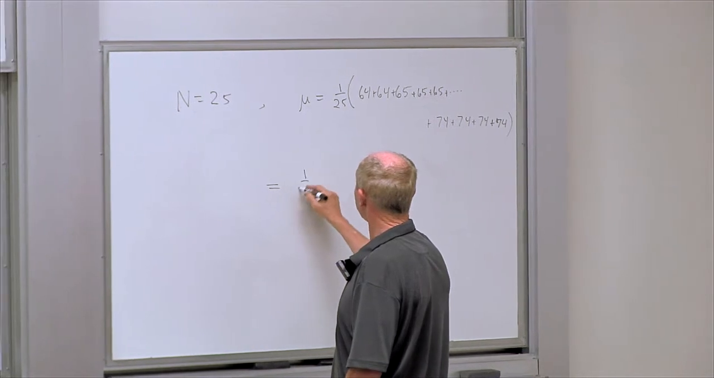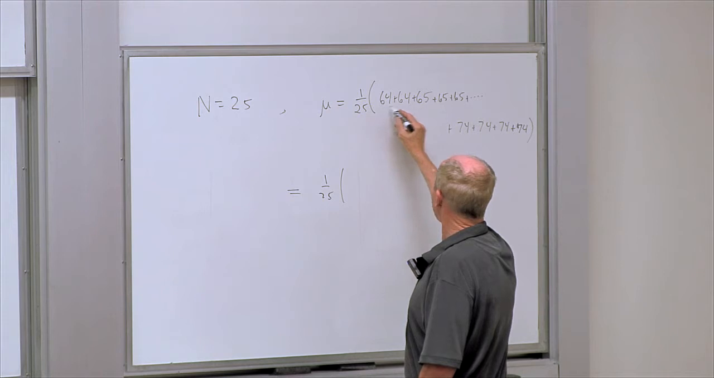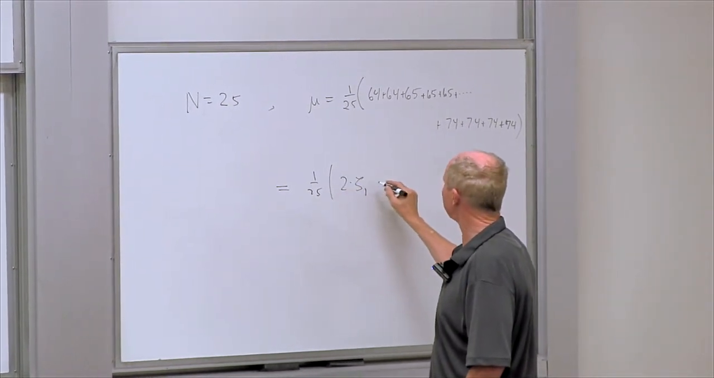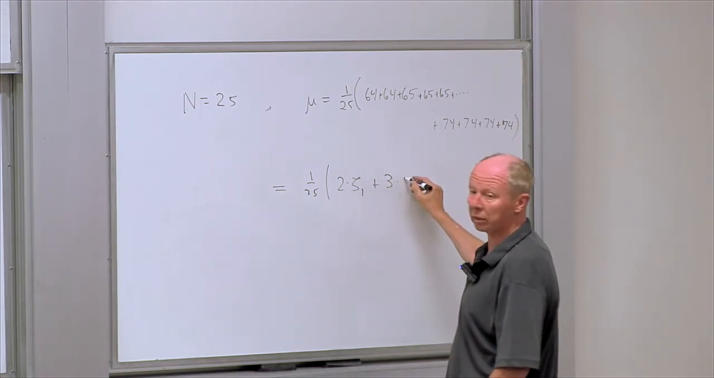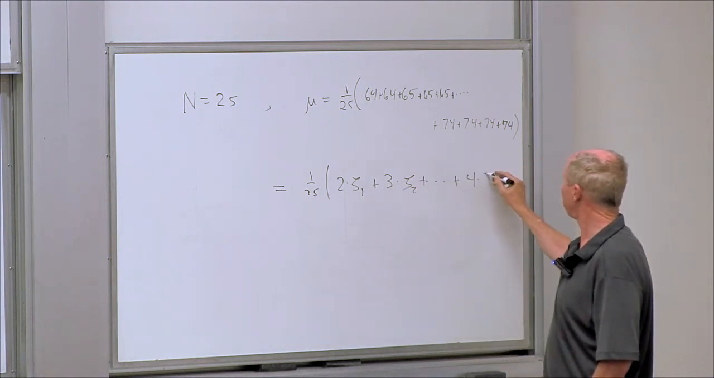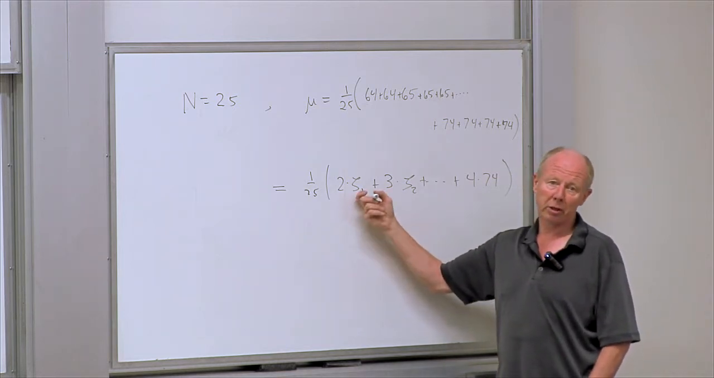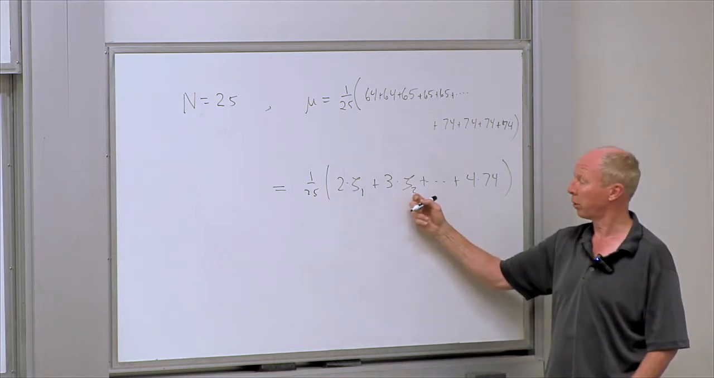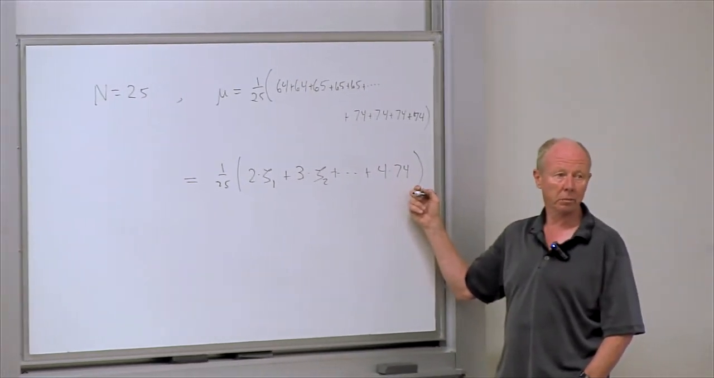It's also equal to 1 over 25. How many times does 64 appear? Twice. So it'd be 2 times C1, right? And then 65 appeared 3 times, so it'd be 3 times C2 plus dot, dot, dot, and then plus 4 times C4. So what I do here is I take the first number that appears, maybe the smallest one, and I multiply by the number of times it appears on the list. And then I take the next smallest one, multiply by the number of times it appears on the list, et cetera.